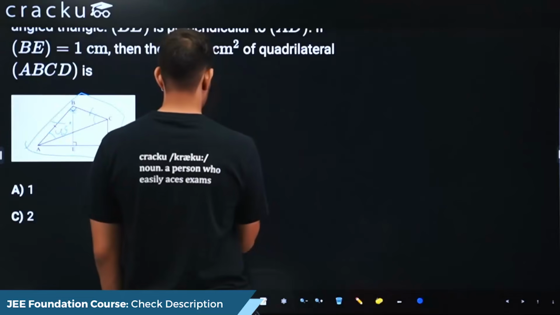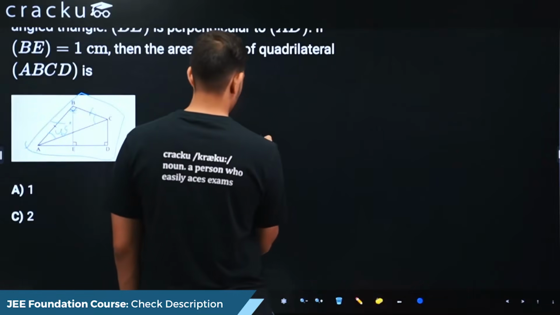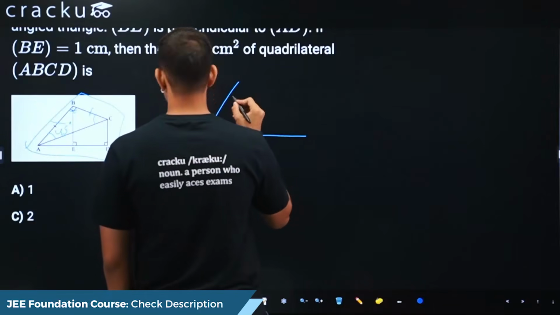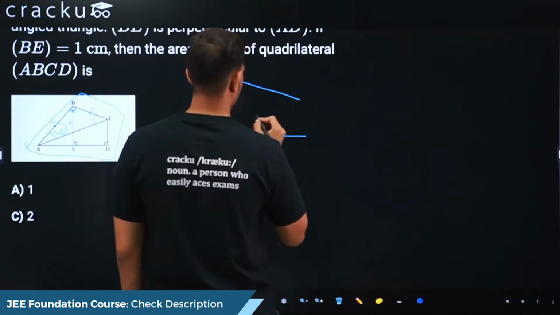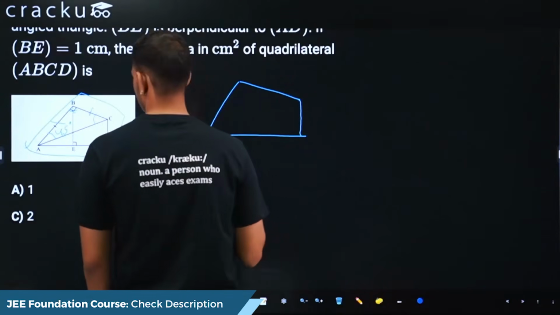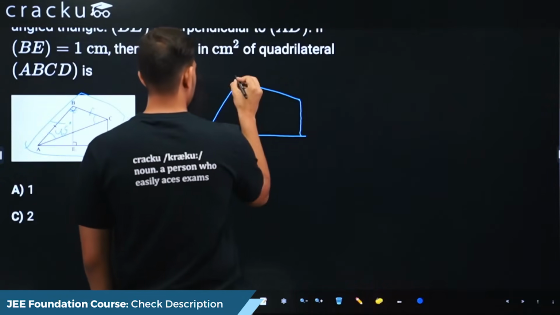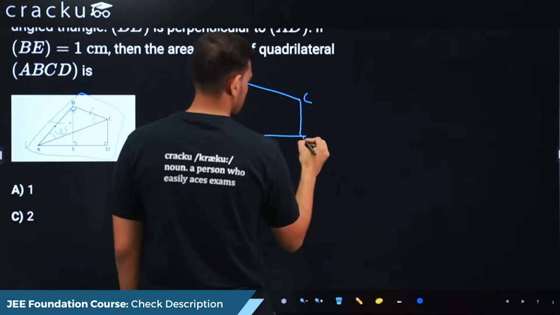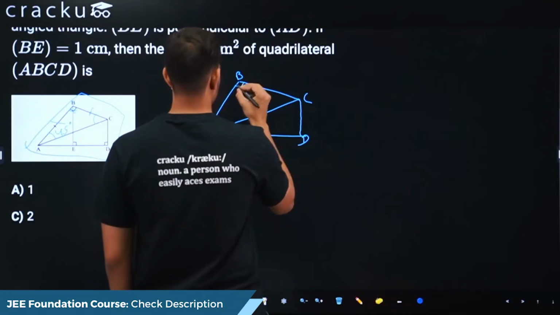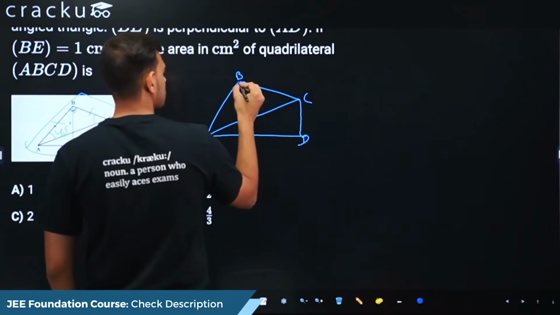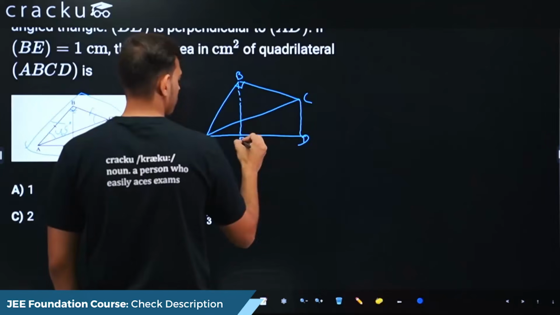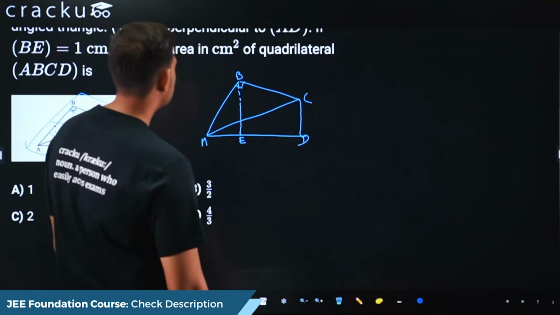So this is the AD, then these two are equal lines. This is perpendicular. Okay, I get A, B, C, D, and this is 90 degree, and then there is this perpendicular line BE.